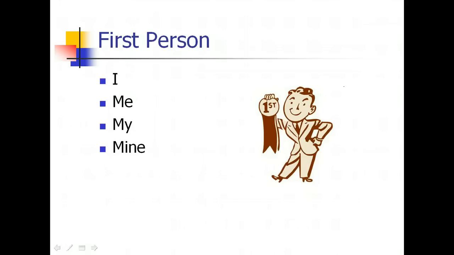In a first-person point of view, the author writes from the character's viewpoint. The character is actually narrating the story. The author uses words like I, me, my, mine when speaking as the character. One advantage of this type of narration is that the reader gets to hear the thoughts of the narrator and see the world through his or her eyes.